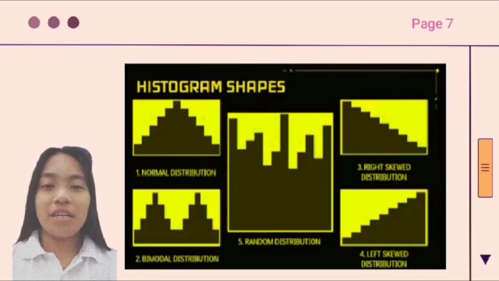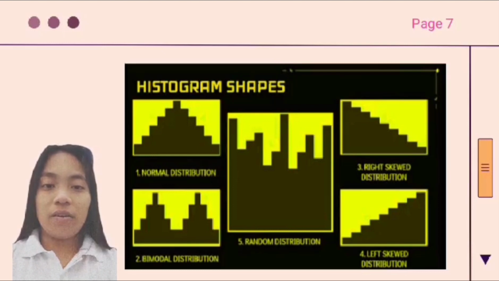So the last is the histogram shapes. The first is a normal distribution. In a normal distribution, points on one side of the average are as likely to occur as on the other side of the average. The next is the bimodal distribution. In a bimodal distribution, there are two peaks. The data should be separated and analyzed as separate normal distributions.